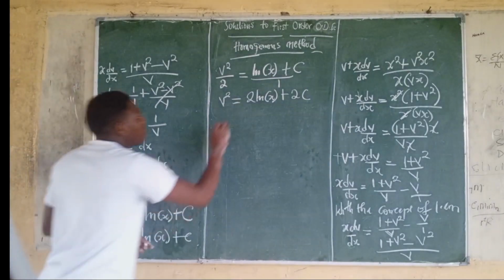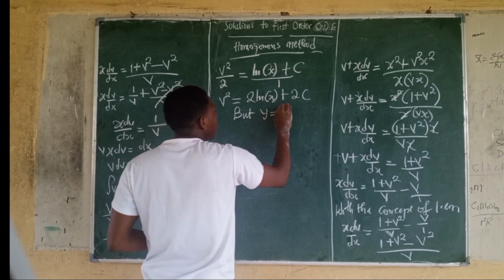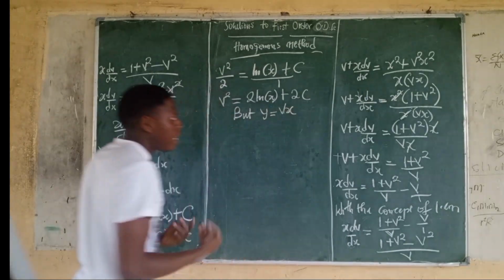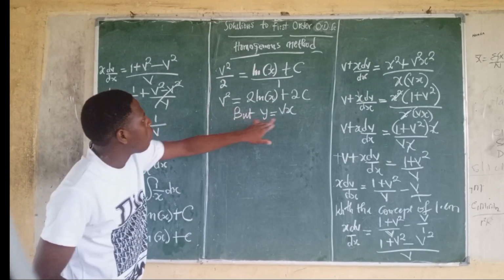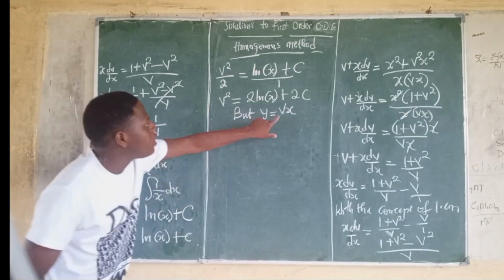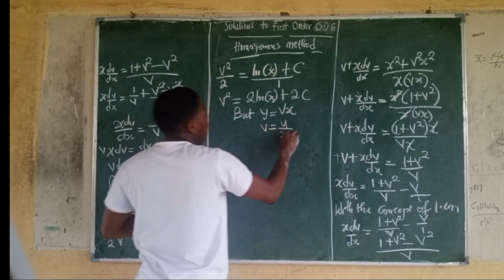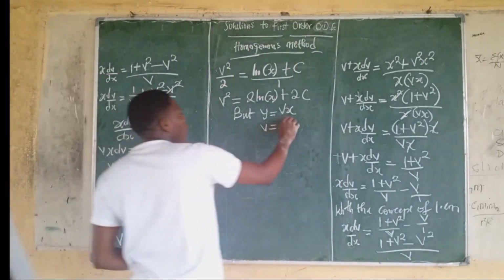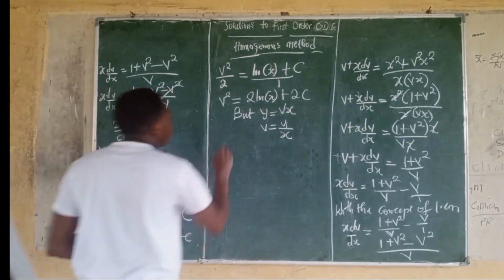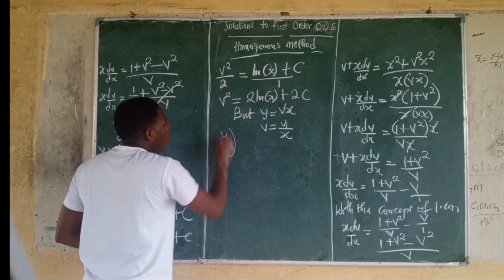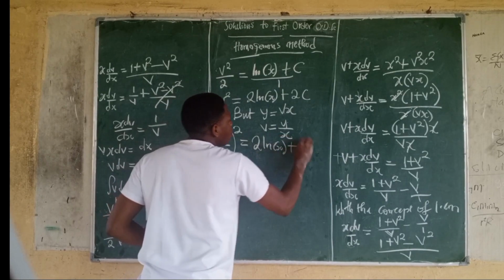But we know that y is equal to vx. That's what we said. So now how can we make v the subject of the formula so that we can substitute what we have here? Making v the subject of the formula, we have v to be y over x. So we can substitute y over x anywhere we see v. Doing that, we have (y over x) squared is equal to 2 ln x plus 2c.